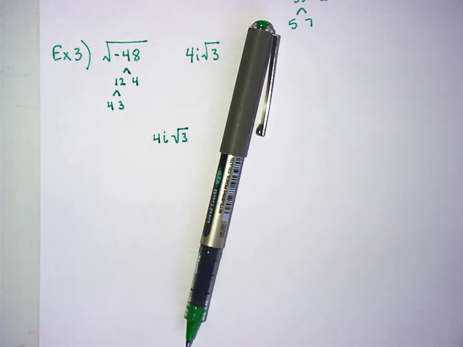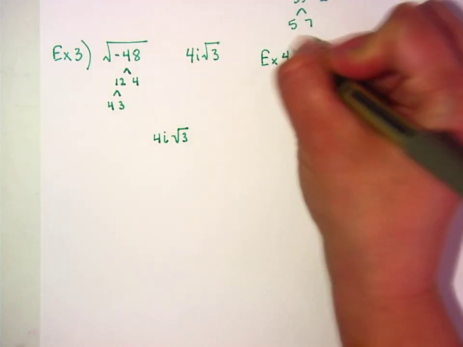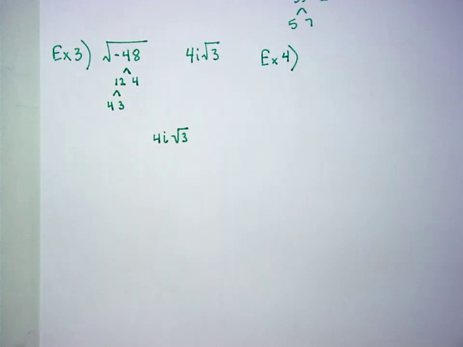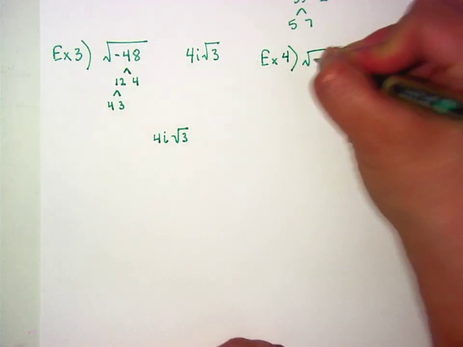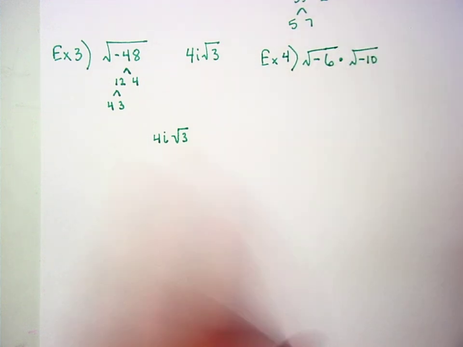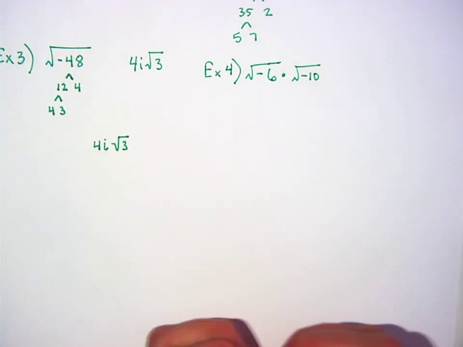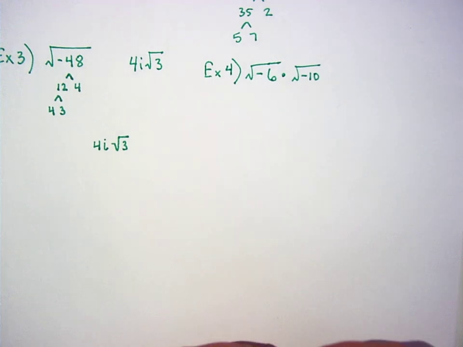All right. Example 4. All right. This one. The square root of -6 times the square root of -10. Now, this is something that is going to seem ridiculous to you, but you're going to have to trust me on it. Do you remember that if you have 2 square roots, you can multiply the insides? Okay, but this isn't the square root of positive 60.